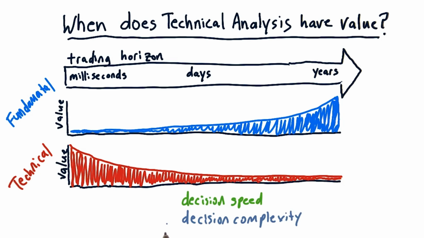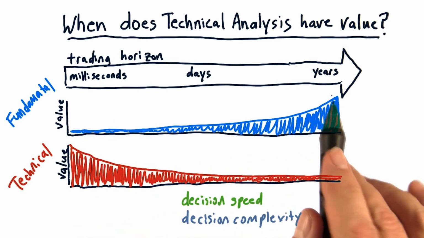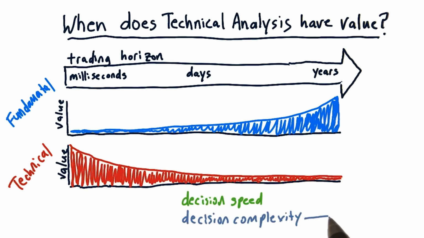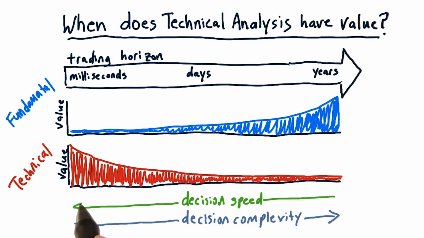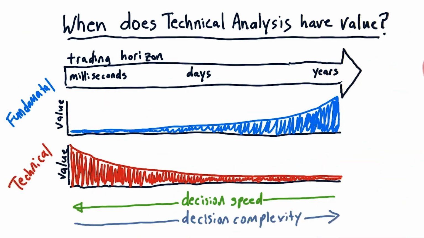So consider, for instance, decision complexity. How complex is the decision to buy or sell a stock if you're going to hold it for years? It becomes more complex out this way. How about decision speed? How fast do the decisions have to be made? Well, certainly we have to be able to make the decisions really, really fast if we're trading at the millisecond level. And of course, we can take a long time to make a decision if we're going to buy and hold for years.